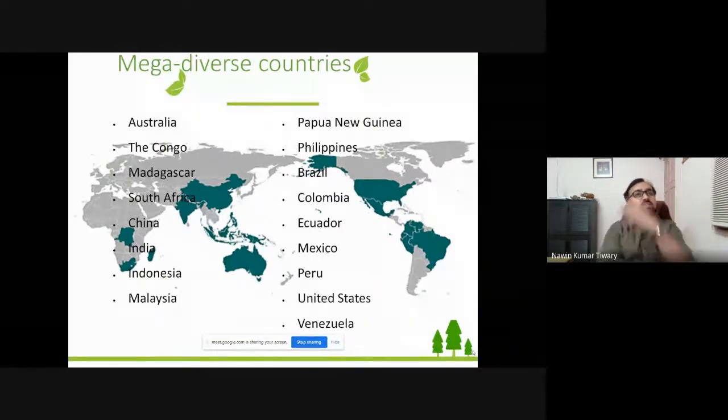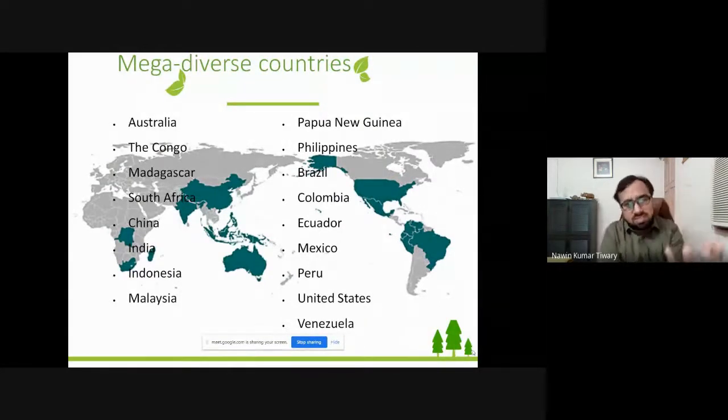The next concept of biodiversity distribution is the concept of mega diverse countries. Now this concept was given by Russell Mittermeier. What he did is a very simple job. He realized that if we divide the whole world into different biodiversity hotspots, so if you have identified the biodiversity hotspots around the world, as we see in this slide.